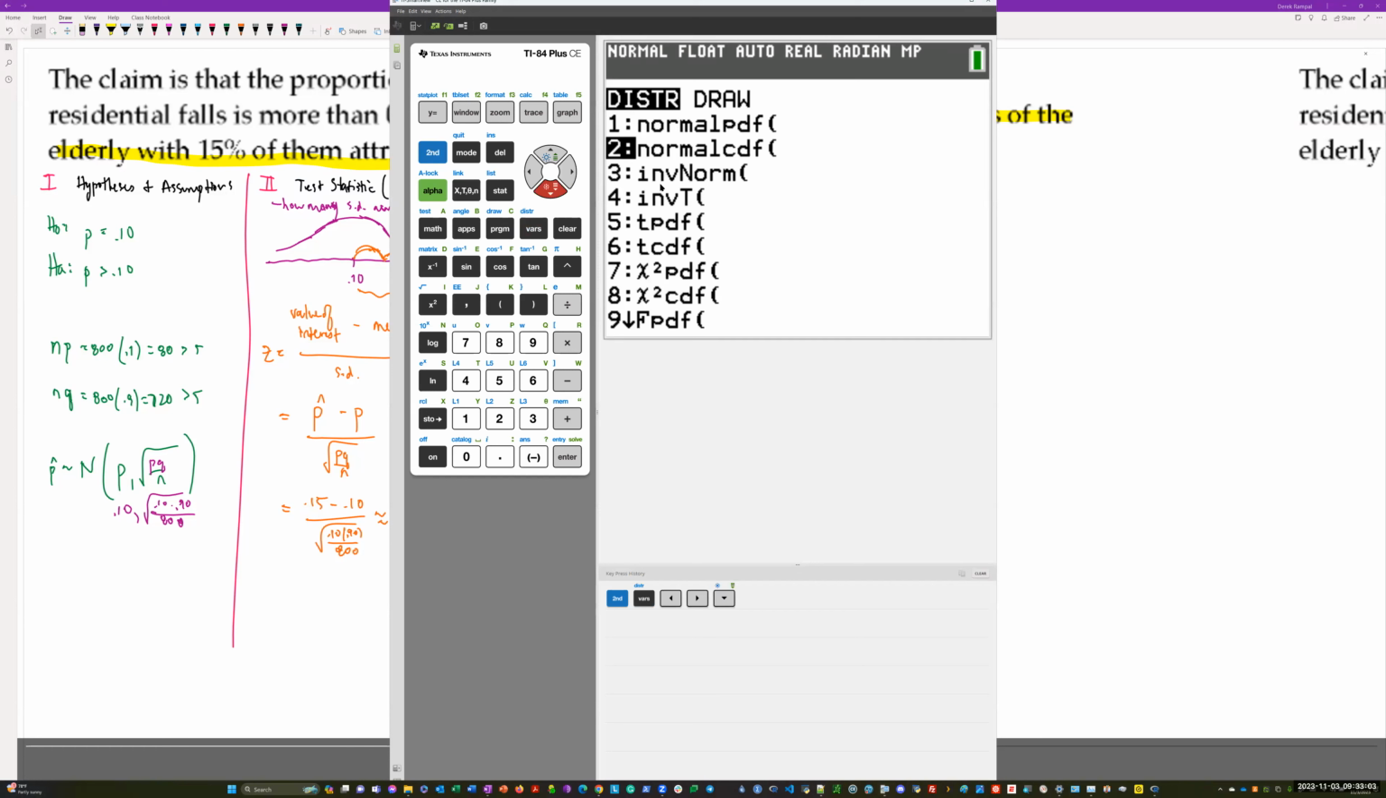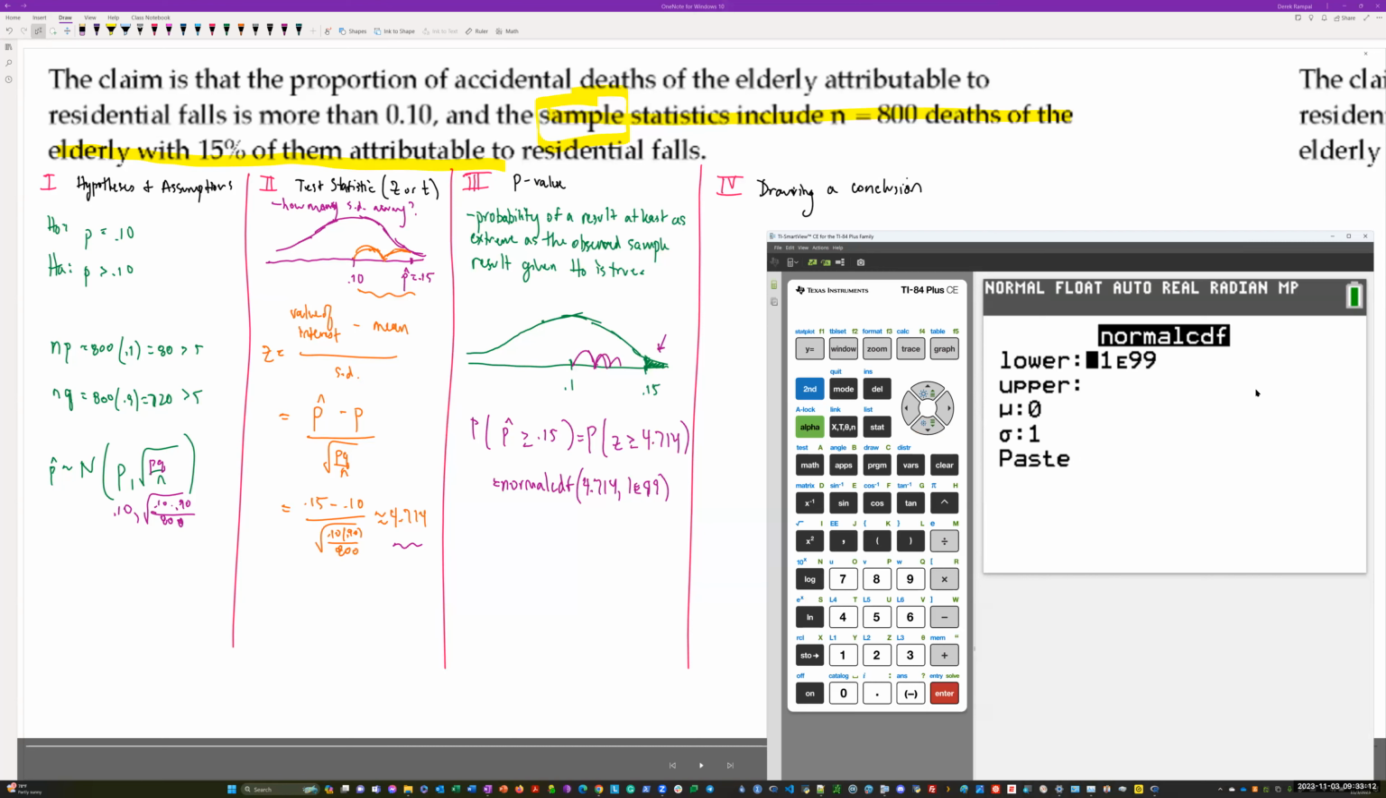This says normal CDF. Look, it says it right here. Anyway, normal CDF here. Normal CDF, right? You can just make it calculate the whole thing for you. And then this is just what? This. Does that make sense?